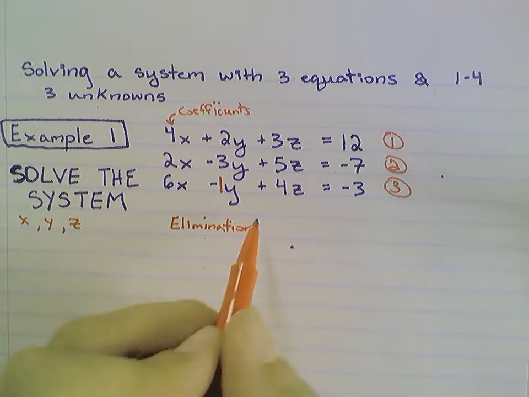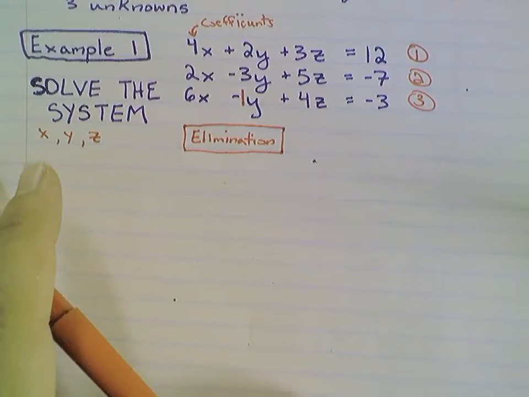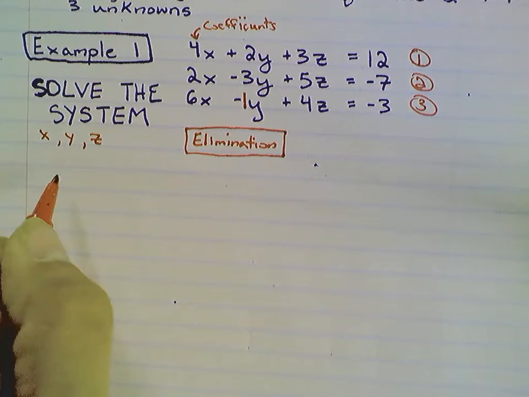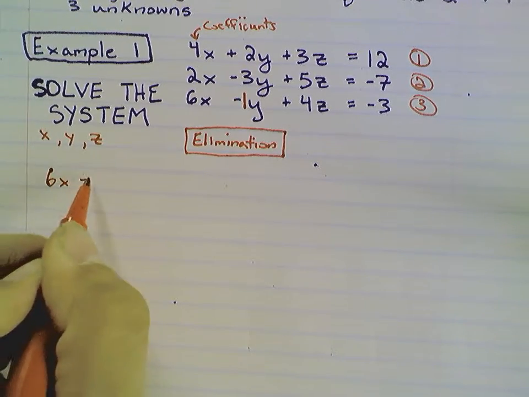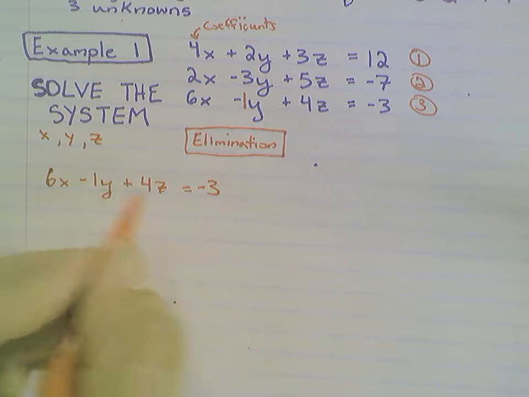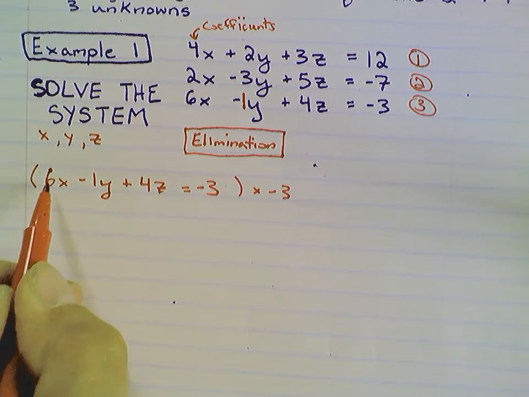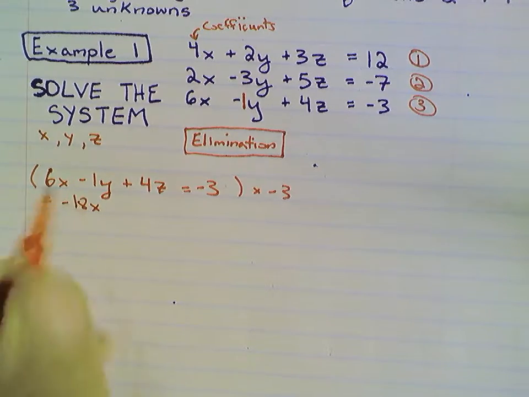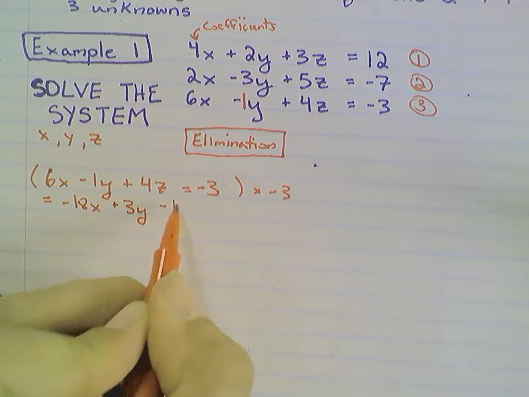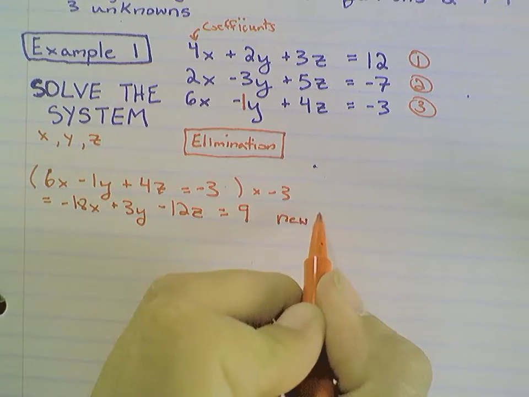When using elimination, my goal is to use two equations to get rid of one of the variables. So I'm going to multiply this third equation by -3. I'm taking 6x minus 1y plus 4z equals -3, and multiplying that entire equation by -3. 6 times -3 is -18x. -1 times -3 is +3y. 4 times -3 is -12z. And lastly, -3 times -3 gives me 9. This is my new third equation.